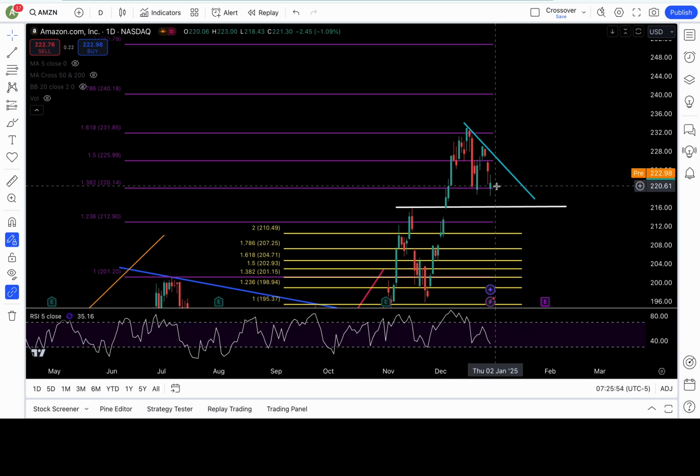Amazon still flirting with that 220 fib level support. I need to see it fail. Okay, 222 and 220 must fail. It didn't officially fail, but if it does, 218 and 216 incoming. Okay, 218 is a critical level here. A couple of bounces over there already.